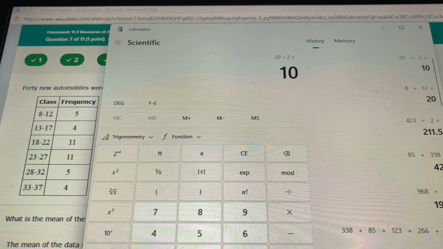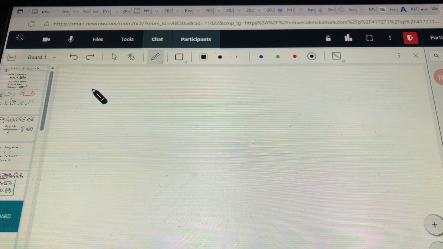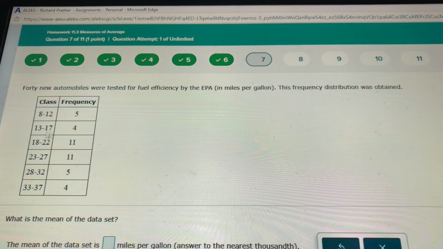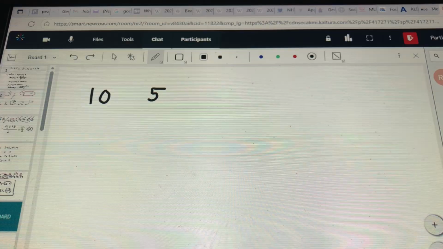Or think of it this way, what's halfway between 8 and 12? Halfway between 8 and 12 is 10. So since we don't know, are they 8, 9, 10, 11, or 12, then we just assume they're all 10. So all 5 of those numbers we're going to assume are 10. Then we'll do 4 numbers that are halfway between 13 and 17, which if you don't know what that is, add 13 plus 17 divided by 2. Halfway between 13 and 17 is 15.